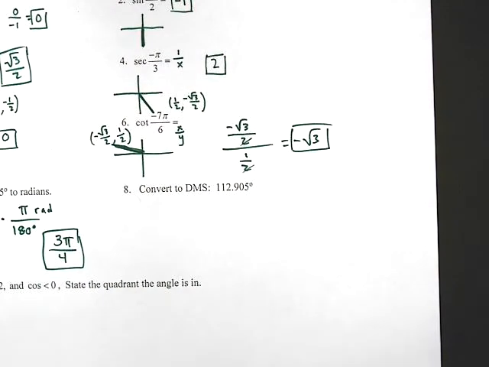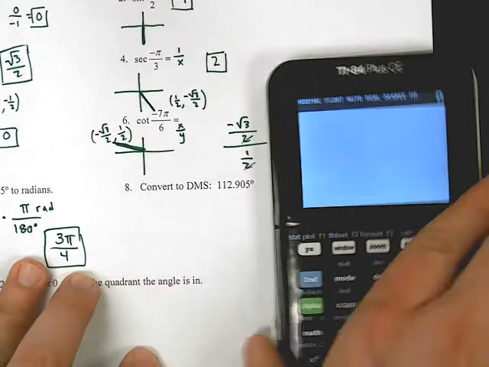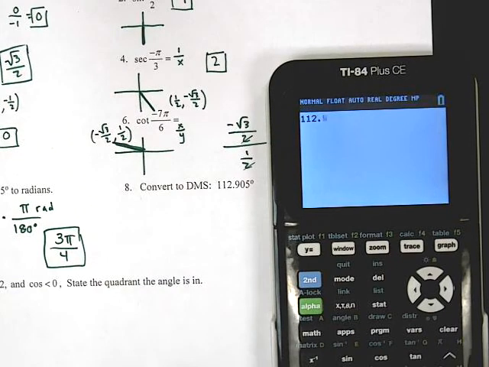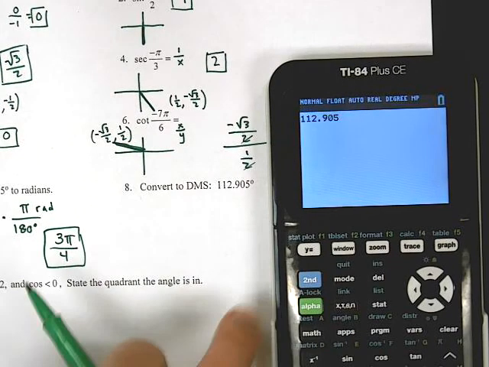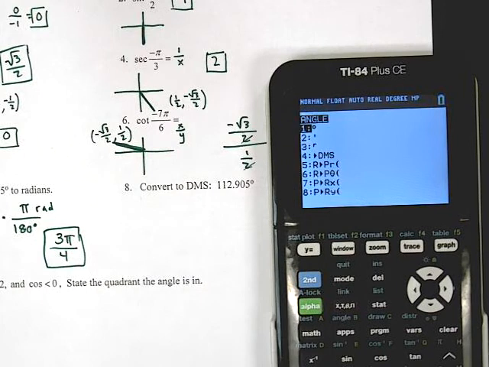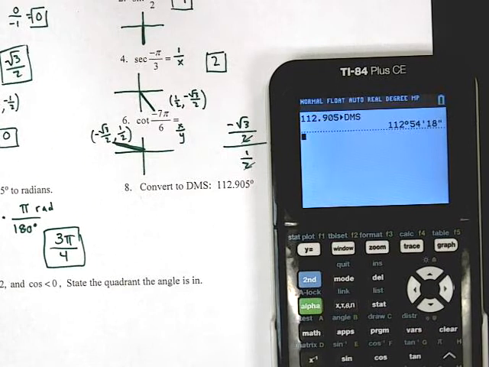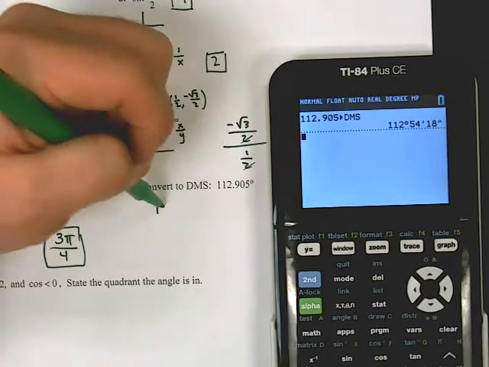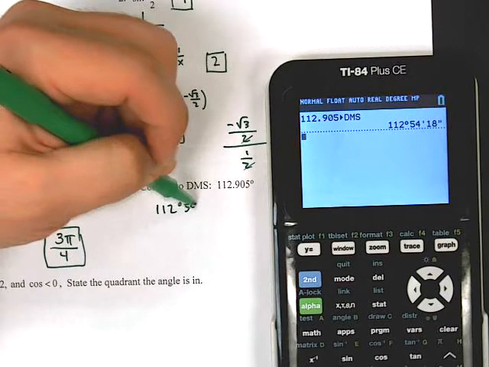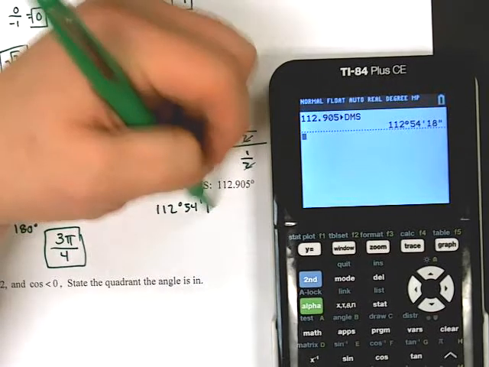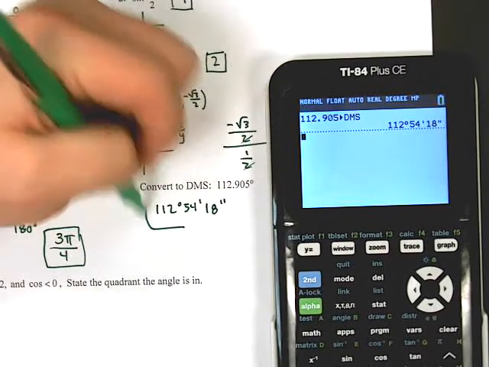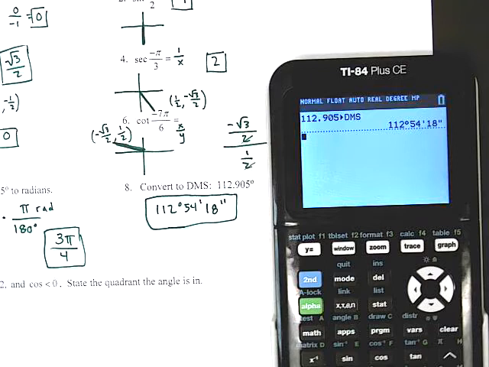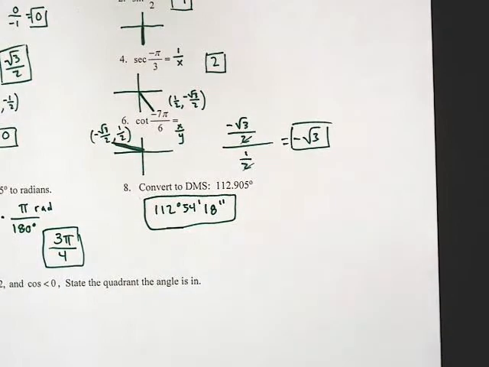Sorry about that. Okay, so 112.905. You put in the degrees, and then remember there's this angle menu. And if we go down to DMS, we get 112 degrees, 54 minutes and 18 seconds. All right, so there's that.